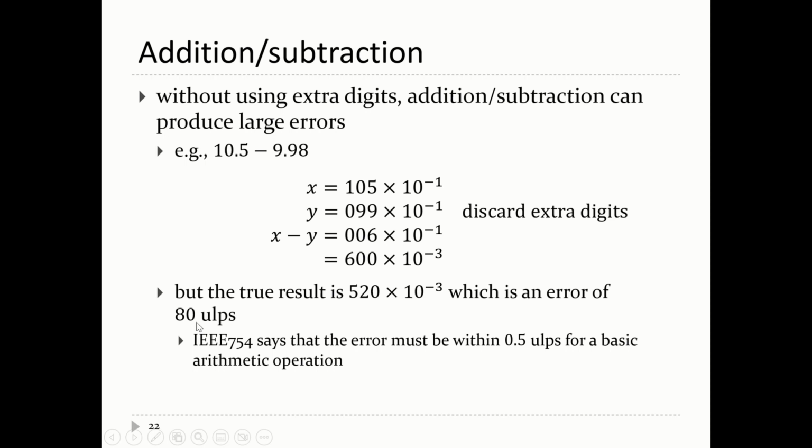That difference is 80 ulps. So there's 80 ulps of error in that calculation, right? What does the IEEE standard say? It says when you sum or subtract two values, or multiply or divide, the error must be within 0.5 ulp for every basic arithmetic operation. So we're nowhere near 0.5 ulp, right? We're 80 ulps away, 160 times too big in error. So this isn't going to work, right? We can't actually follow the IEEE standard here if I don't have any extra digits.